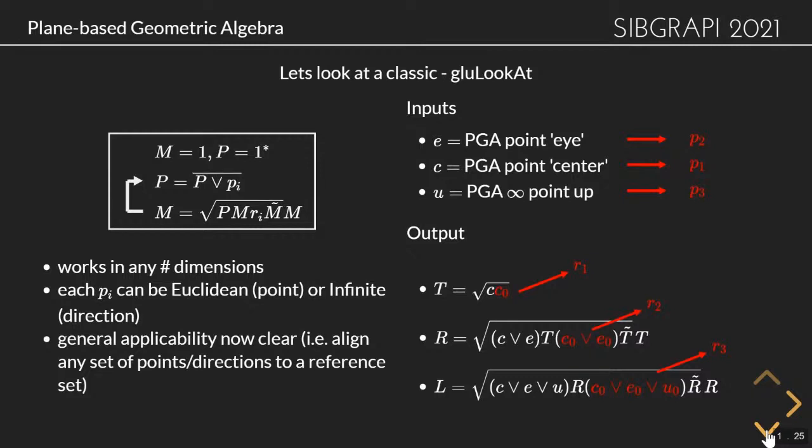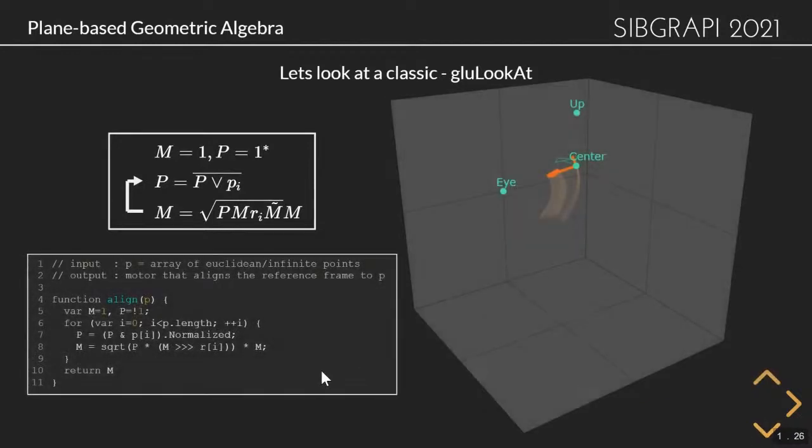It is also quite clear that this thing is much more generally applicable than just to align camera frames, because we are simply aligning point and direction sets. So one point and direction set to another point and direction set, and you can use that for all types of applications where this is relevant. If you look at it in code, it's really as small as it is here and much smaller than the GLU lookat implementation, despite the fact that it is much more flexible.